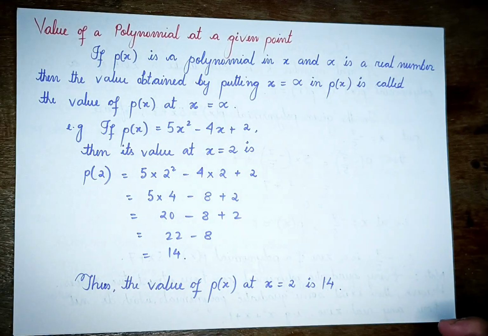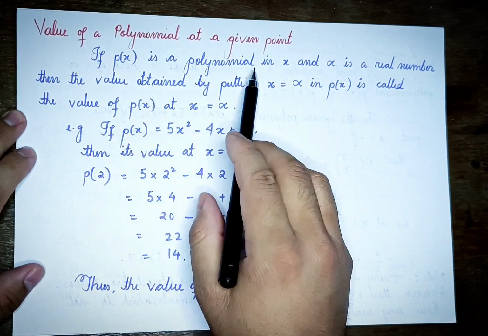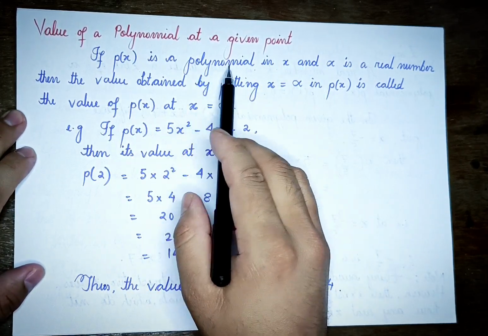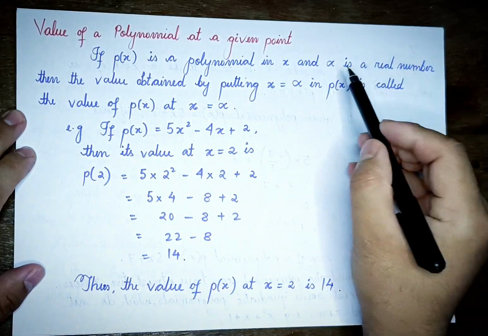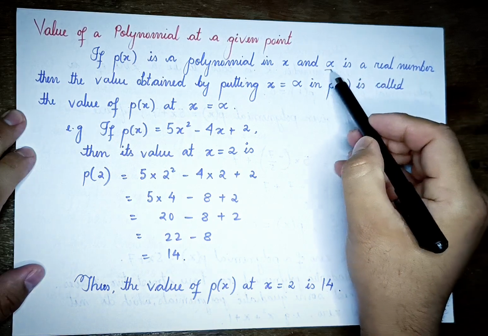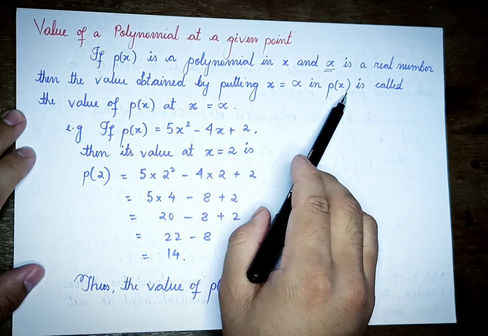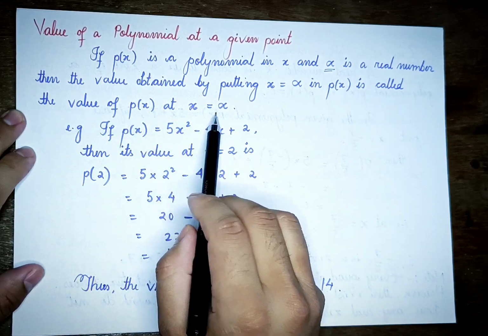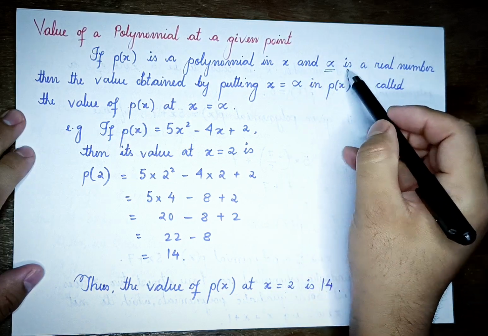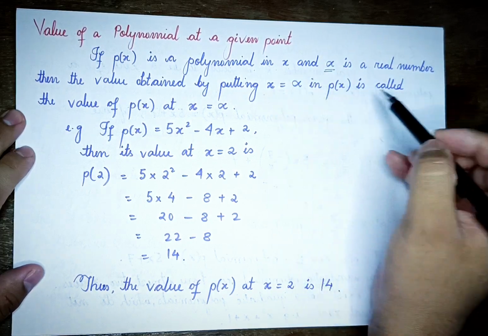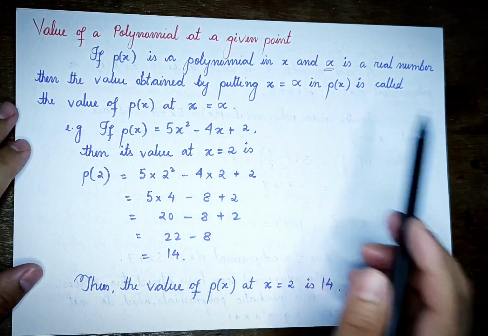Next topic is value of a polynomial at a given point. If p of x is a polynomial in a variable x and alpha is a real number, then the value obtained by putting x is equal to alpha in p of x is called the value of p of x at x equal to alpha. If alpha is put instead of x and we get a result, then the result is the value of p of x at x equal to alpha.